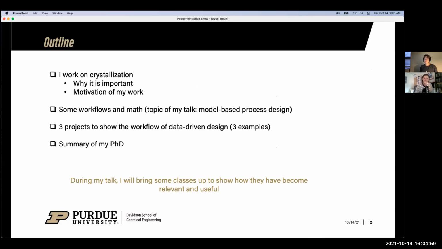This is the outline of my talk today. I will explain why I work on crystallization. I will try to motivate my work and what crystallization is. And then I will show you some workflows that we developed for my research, and then a little math without boring you so much. And then I'm going to show you 3 examples from 3 different projects that I worked on. And then I will wrap up, hopefully. And during my talk, I will try to relate my work to the lectures that I took during my graduate studies in Bogazici University and Purdue.